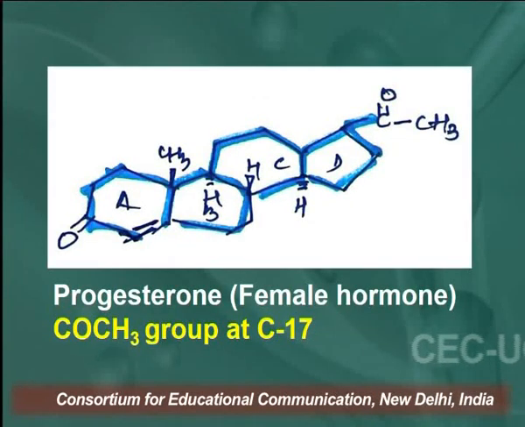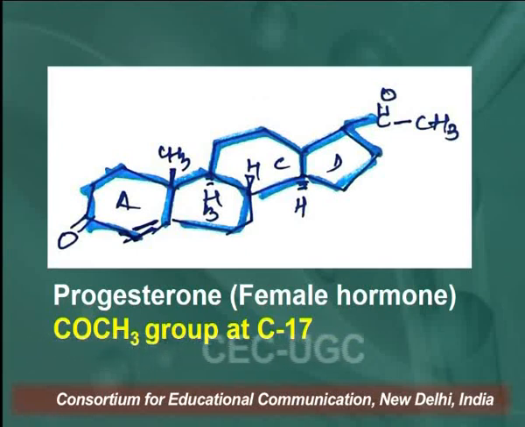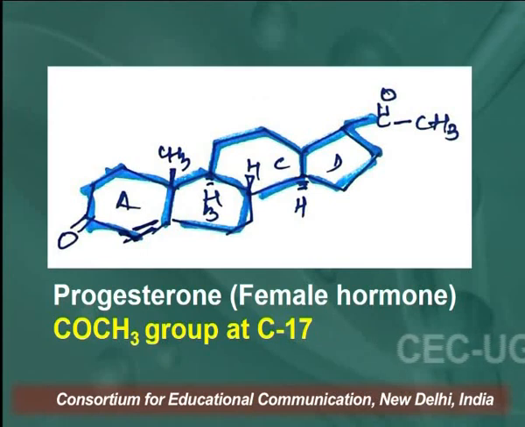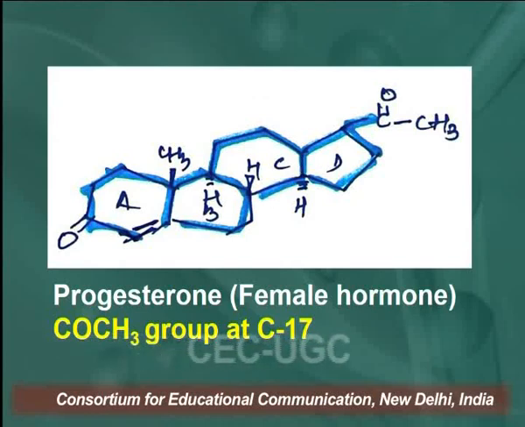This is progesterone. It is a female hormone and is responsible for the characteristics of females. Compared to testosterone, where the D ring, the cyclopentane ring, contains an OH group, here there are 2 ketonic groups. The D ring has a COCH3 group, a methyl ketone group, and ring A has a ketone group, a CO group, which is attached to ring A. So it has a COCH3 group.